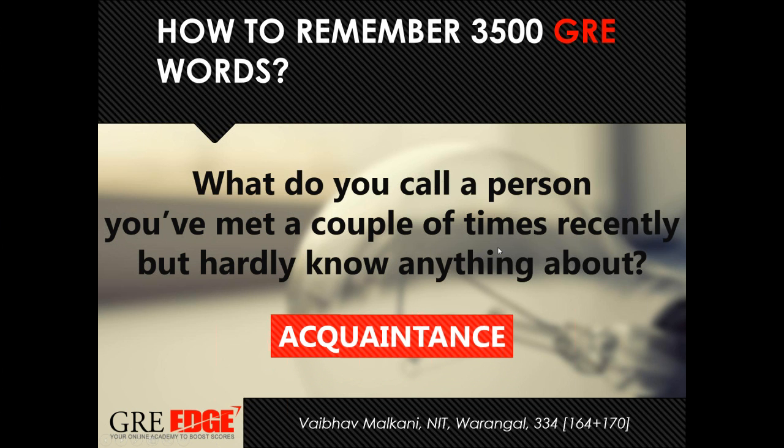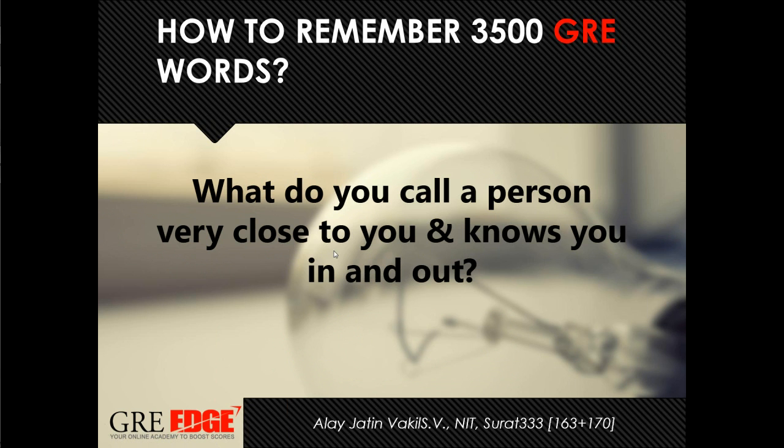Now one more question. What do you call a person very close to you who knows you in and out? Friend, exactly. So when we first come across a person we've never met before, that person comes across as a stranger. Then we get to know him a little, and he becomes an acquaintance. We remember him very vaguely, but we are not so close to him or her. Then we get to know each other very well and interact with that person, and then that person becomes our friend. Why I am telling you this is that the same concept applies to word learning as well.